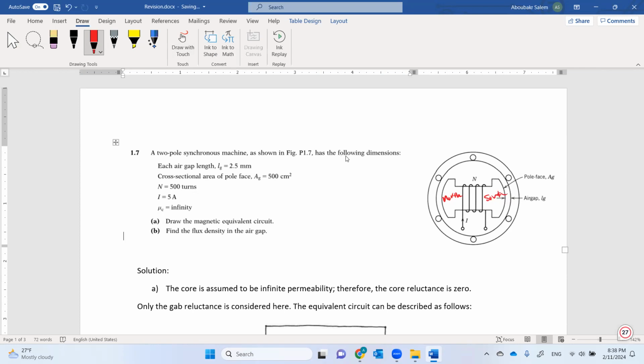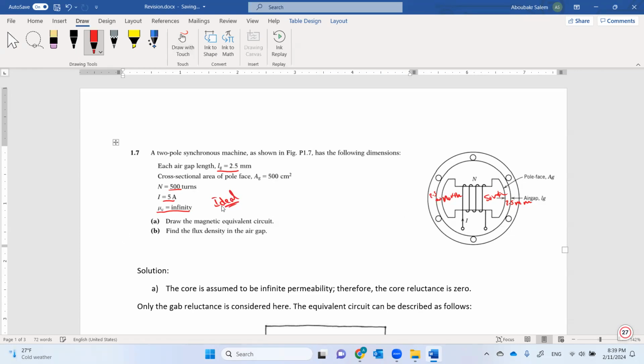With the following dimensions, we have an air gap length of 2.5 millimeters. So this is 2.5 and this is also 2.5 millimeters. Number of turns of the coil is 500 turns and the current is 5 ampere. And here it has been mentioned that mu core equals infinity. This is ideal case, guys.